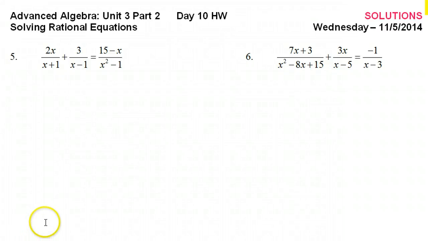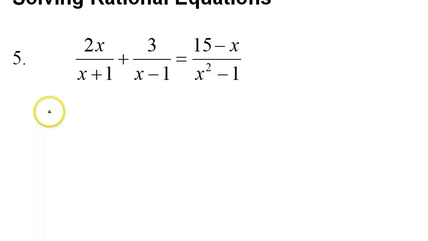All right, this is part 2 of our lesson on solving rational equations such as these. If you haven't watched part 1 yet, you should go back and watch that first. If you have watched part 1, then you should be able to do this problem by yourself. So I encourage you to pause the video and do the problem by yourself first.